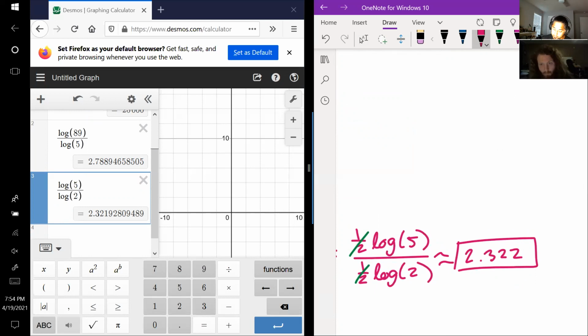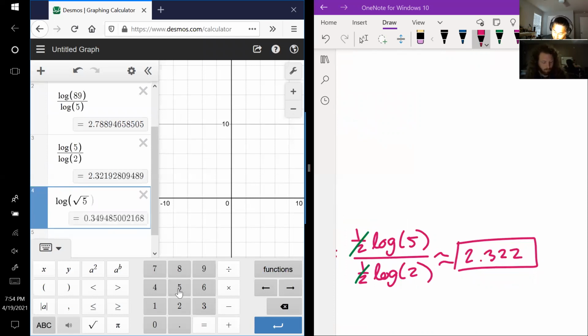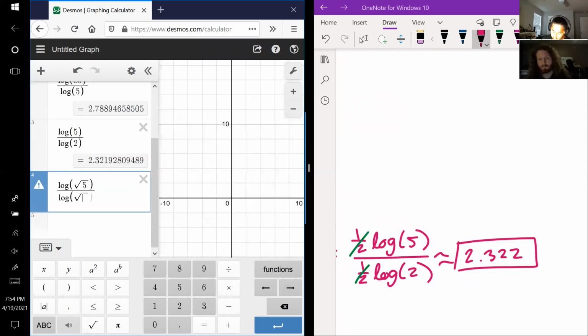Which would be the same result if we typed it in as log square root of 5 over log square root of 2. Same thing, 2.322. But what's the fun in that?